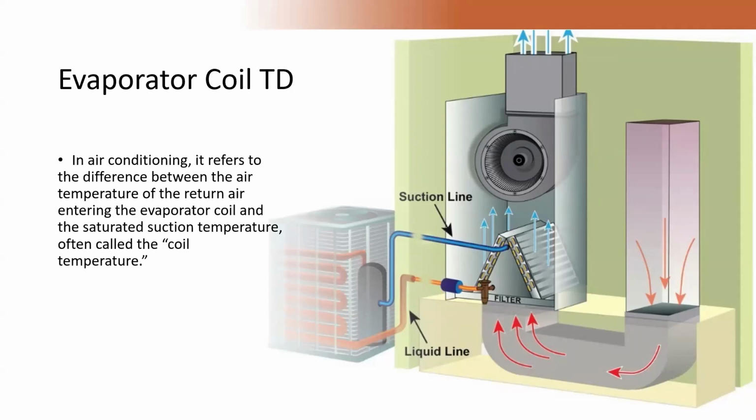Now, in air conditioning, delta T refers to the difference between the return air temperature entering the evaporator coil and the saturated suction temperature, often called the coil temp. In typical 400 CFM per ton applications, like we've been talking about, this difference will be around 20 degrees dry bulb, right? The higher number meaning the colder the coil, and the lower number meaning a warmer coil. Several things could impact this coil temperature differential. This is what we're measuring for TD, temperature differential, delta T, right?